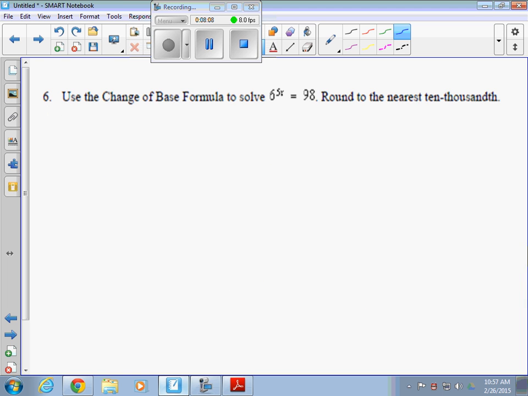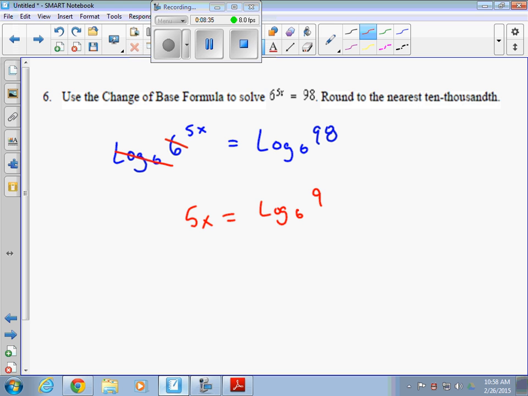Okay, and then this is almost identical to the last problem. It says use change of base, round to the nearest 10,000th. So the same thing. We're going to take the log base 6 of both sides because you have to get rid of that 6 to the 5x. You want to get rid of that 6. So again, equals log base 6 of 98. This one is going to cancel out, which is what we were trying to do. So what you have is 5x equals log base 6 of 98.